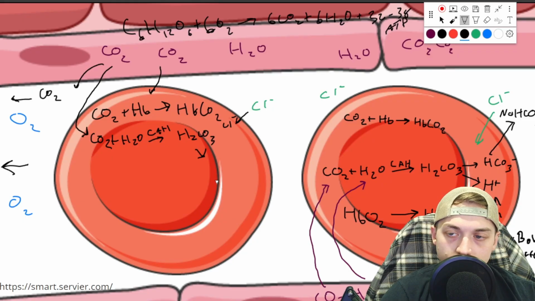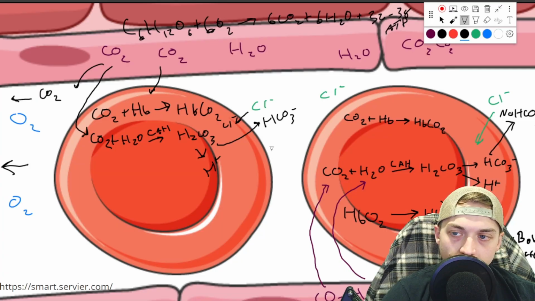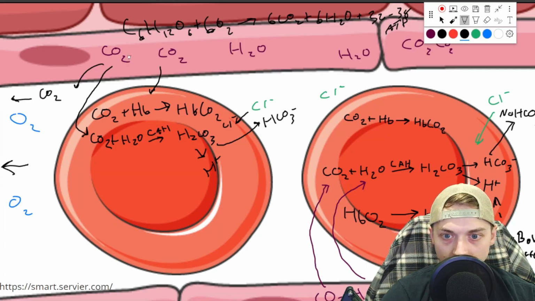And remember, all acid is hydrogen ions. So we got an H plus ion over here. And then this now bicarbonate ion, HCO3 minus, is going to probably combine with a sodium ion extracellularly. Okay, so what do we got going on here so far?